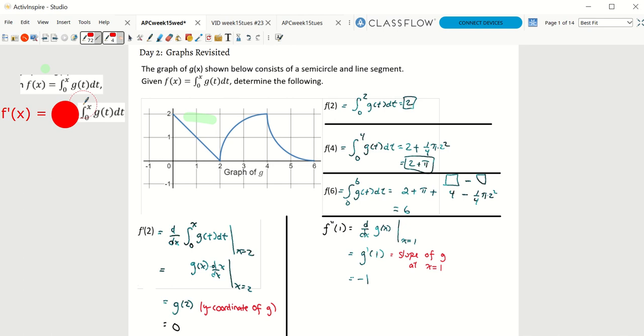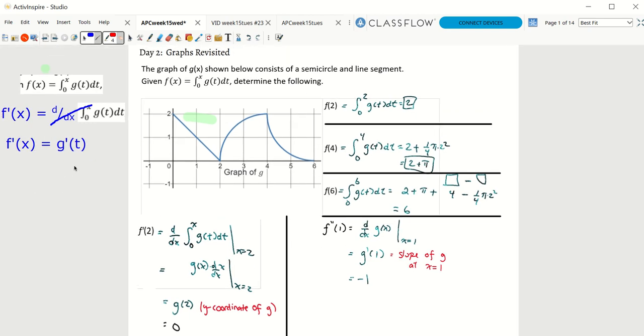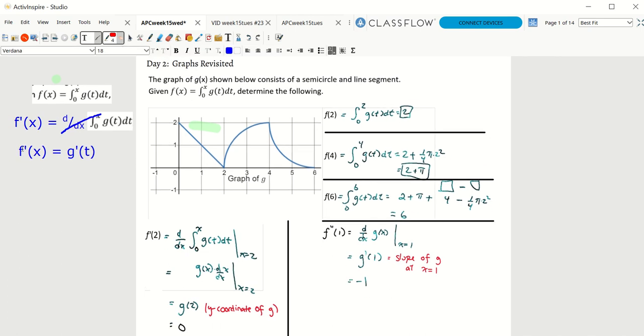Let me go blue here. These cancel each other out. So f prime of x is essentially g of t. If I go one more level, I can say this is g prime of t. Sorry, I meant f double prime here.